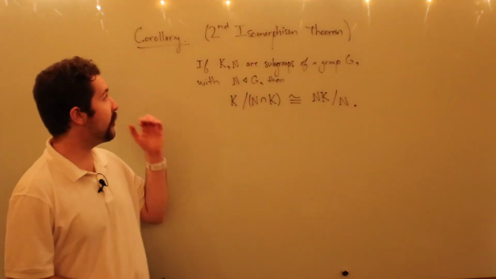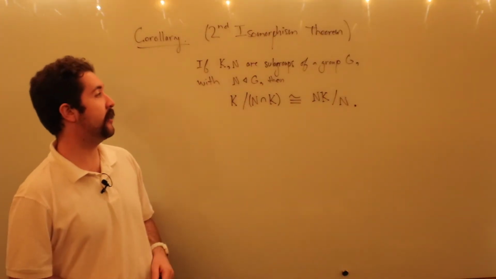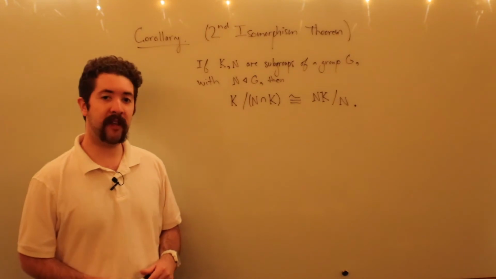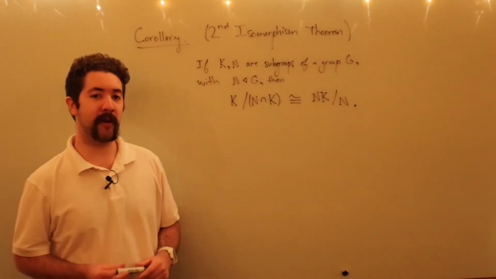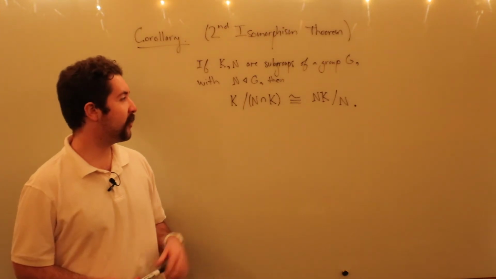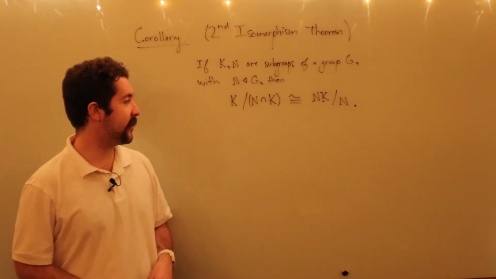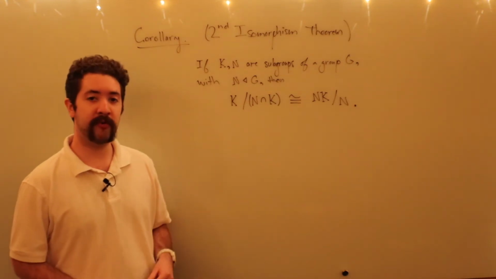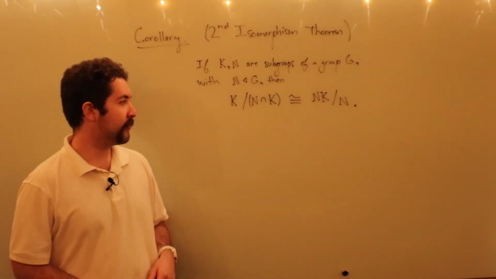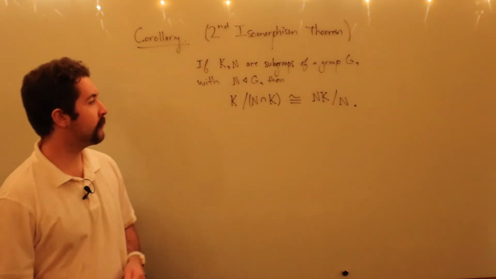Our next corollary is going to be the second isomorphism theorem, or as I like to affectionately refer to it, the one you're probably not going to memorize. You should know of its existence and be able to refer to it and use it as necessary, even prove it ideally, but I wouldn't bother memorizing it.